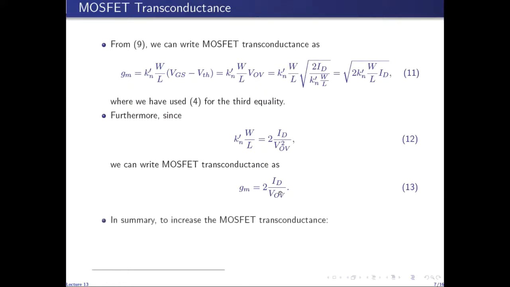So from these three expressions, we see that in order to increase the MOSFET transconductance, we must use a device which has a larger aspect ratio, which has a larger W over L. So in order to increase GM, we must use a short channel and wide device. In other words, we must use a device which has greater W over L value. Or equivalently, in order to increase GM, we can increase the DC component of the gate to source voltage VGS.